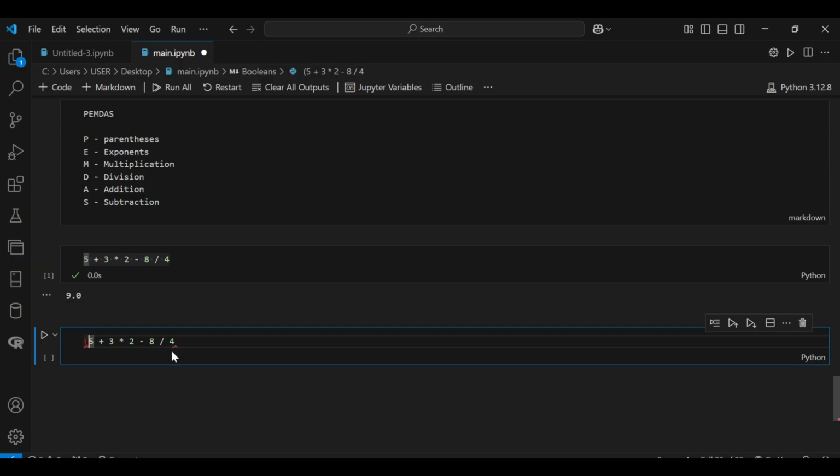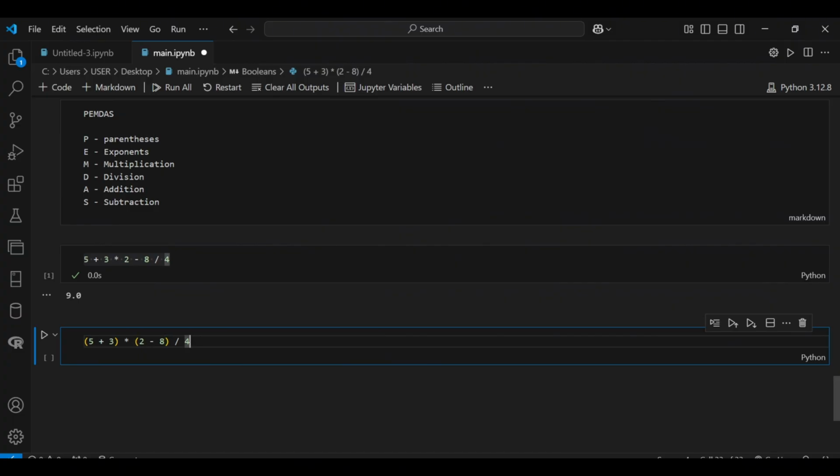So let's add parentheses to this 5 plus 3, and also parentheses to this 2 minus 8. Okay, so now that we've added parentheses, you have to always follow PEMDAS whenever you have something like this. So parentheses is obviously going to come first. So wherever you have 5 plus 3, you know you are going to calculate whatever is in the parentheses first. That will be 8, right? So this one is 8.